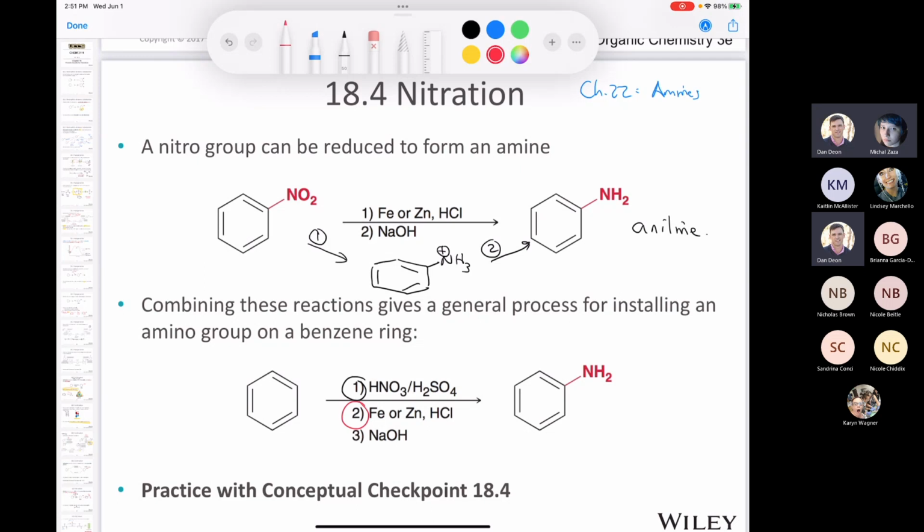So remember reduction in organic chemistry: it's loss of oxygen. We have no oxygen over here. And it's also gain of hydrogen. You can see we have no hydrogens and we're gaining hydrogen. So this is definitely a reduction reaction. So reduction followed by deprotonation of the conjugate acid of the amine to make the amine. There you go. Pretty cool stuff. And again, when we get into Chapter 22, we're going to see a whole host of reactions that you can do with amines. All kinds of cool stuff.